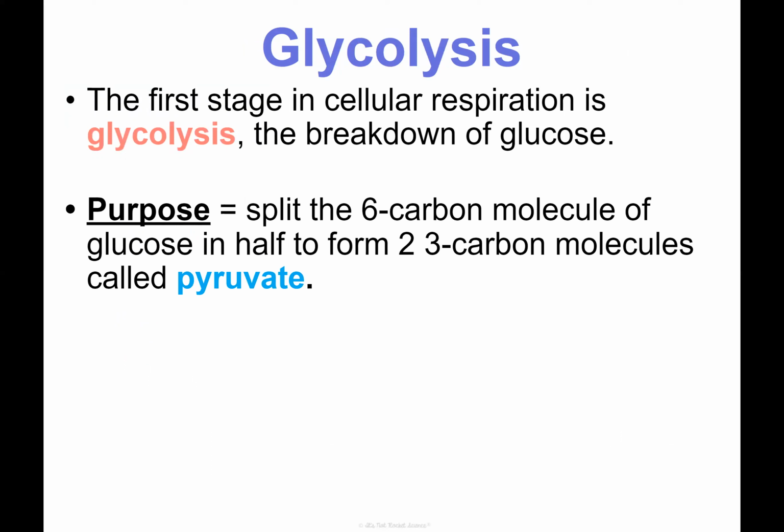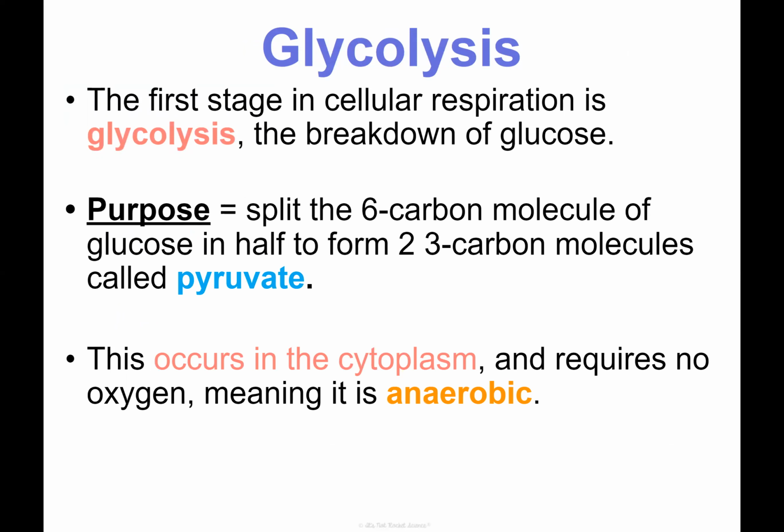When you take your 6-carbon glucose molecule and you split it in half, you get the 3-carbon molecule, but it's no longer called glucose. It is now called a pyruvate. This is all going to occur in the cytoplasm of your cell. It's going to require 0 oxygen. So that means we're going to call it anaerobic. Anytime you have a biological process and it doesn't require oxygen, it's going to be an anaerobic process.